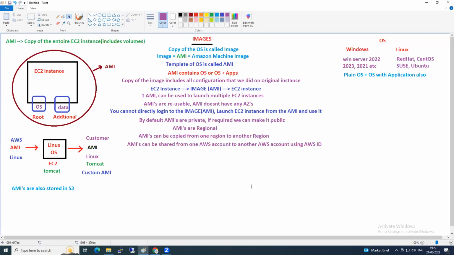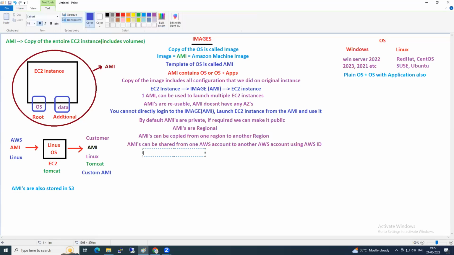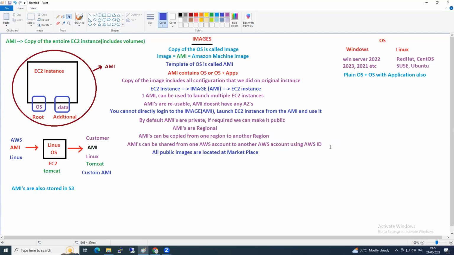But do you need to do any configuration there? No need. There will be an AMI from Datadog directly. So where are all these public AMIs available? There is a place called Marketplace. All your public images are available in Marketplace. All public images are located at Marketplace. Is it clear?